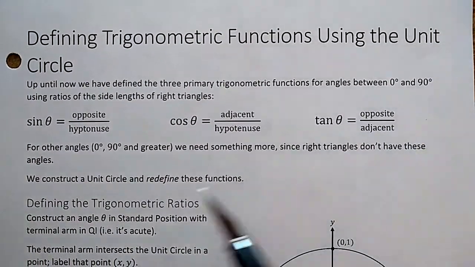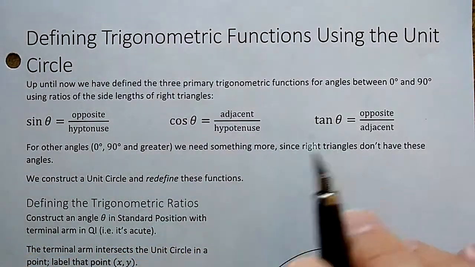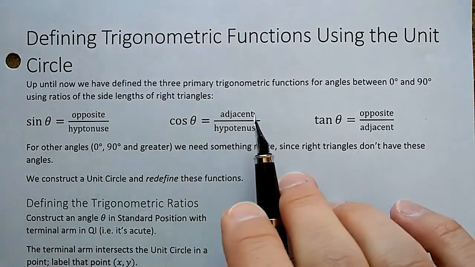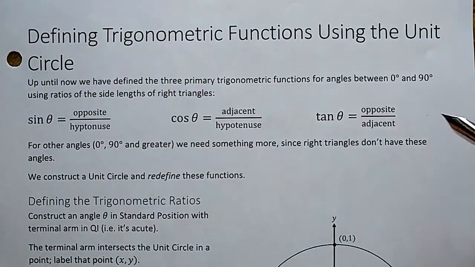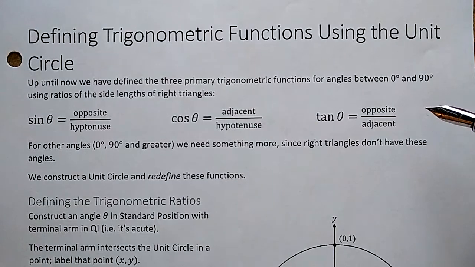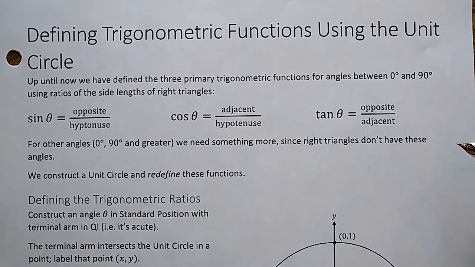So up until now, we've been using this SOH CAH TOA strategy. Sine, cosine, tangent are opposite over hypotenuse, adjacent over hypotenuse, and opposite over adjacent. That's the strategy we've been using for the side lengths of right triangles. But as you can imagine, that kind of breaks when you get to angles that are 90 degrees and larger, or even 0 degrees, because right triangles don't have those angles.